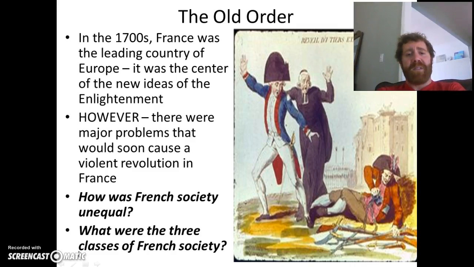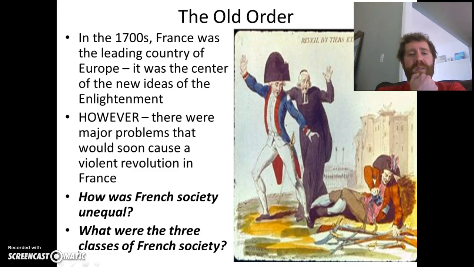The second estate, the nobility, owned about 20% of the total land in France. However, they were exempt from all taxes. They didn't pay any taxes to the French government. That means that the tax burden went to the third estate.